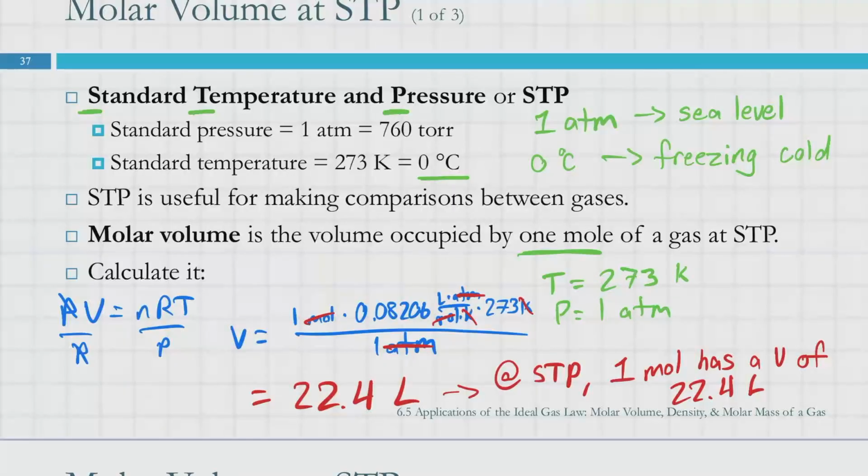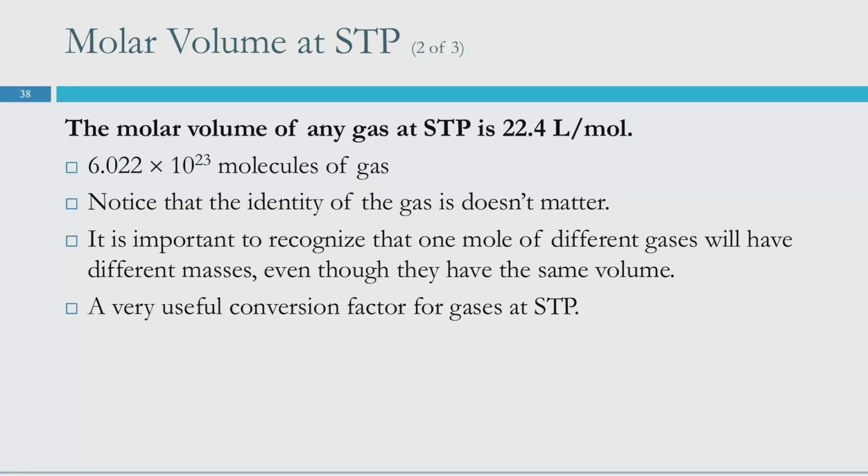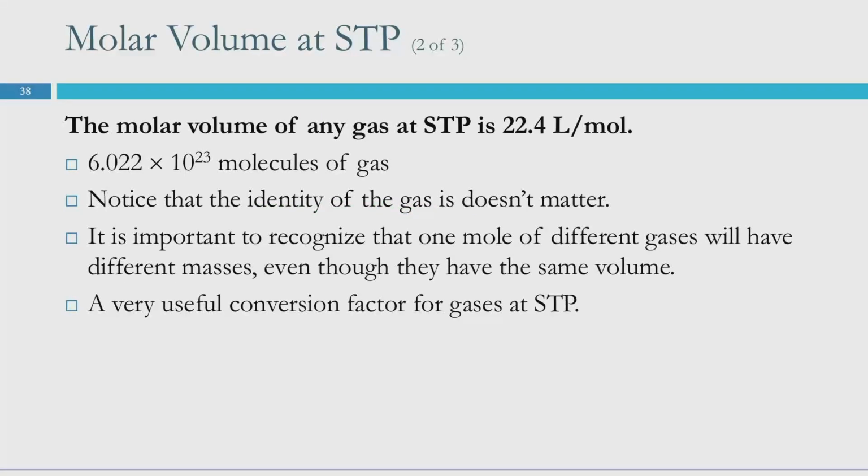So you can use this as a crude, back of the envelope sort of calculation if you want to figure out how many moles of a gas you have in some container. You can use this 22.4 liters equals 1 mole as a conversion factor. And it is a very useful conversion factor for gases at STP. It only works for gases at STP. The identity of the gas also doesn't matter. That's one of the properties of our ideal gas law, that the identity doesn't matter. It just matters how many particles, how many molecules, how many moles we have.